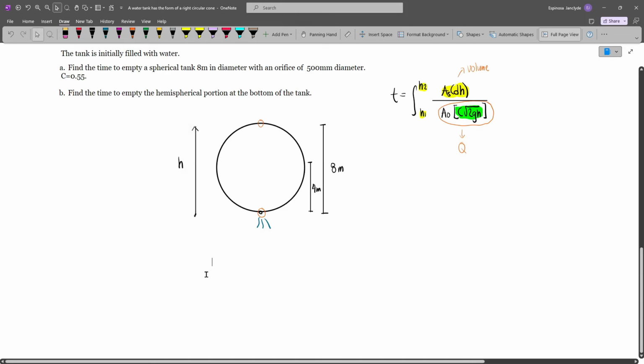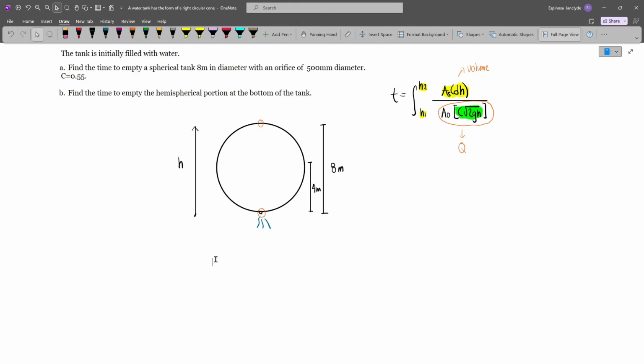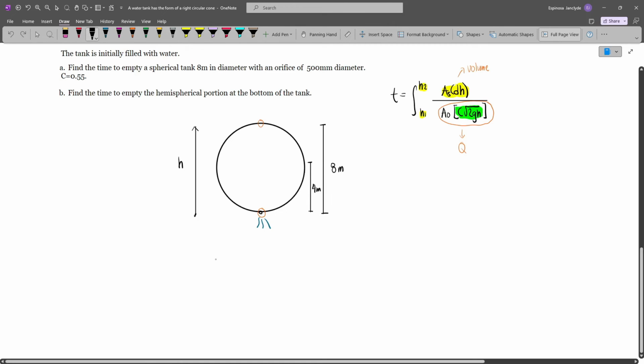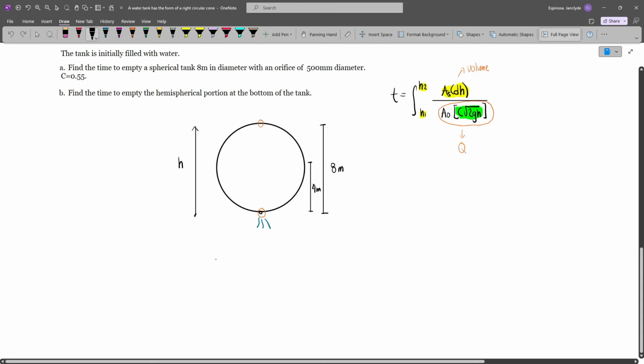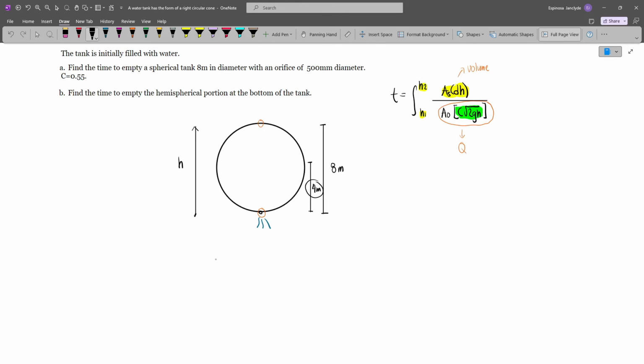Now, since this is circular, or I mean spherical, it is difficult to make an equation for the area in terms of the height because this is already a second degree curve. And so here the calculator technique is really advantageous. The diameter of the spherical tank is 8 meters. And so this is it. And then, considering half of it, that will be 4 meters.